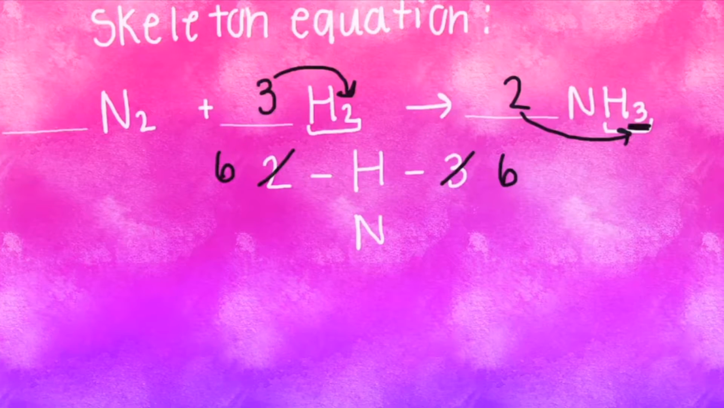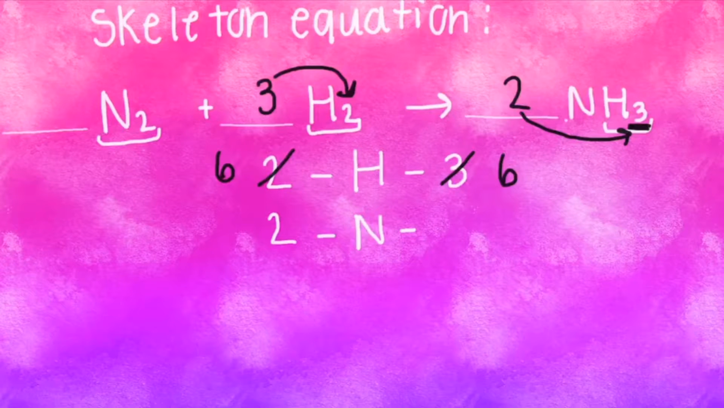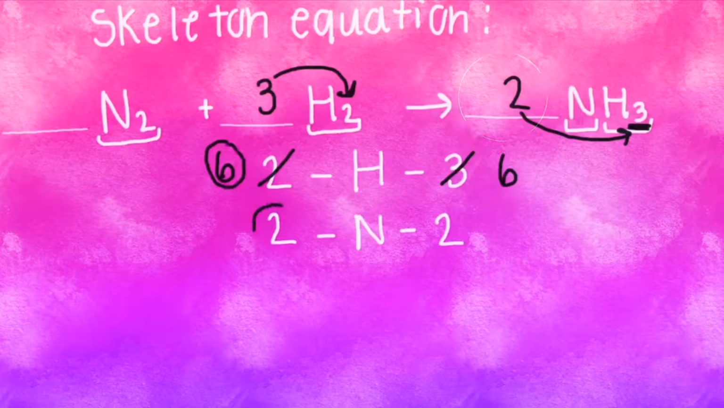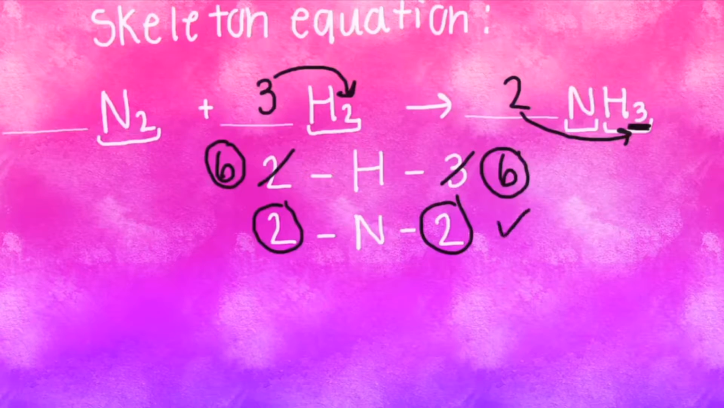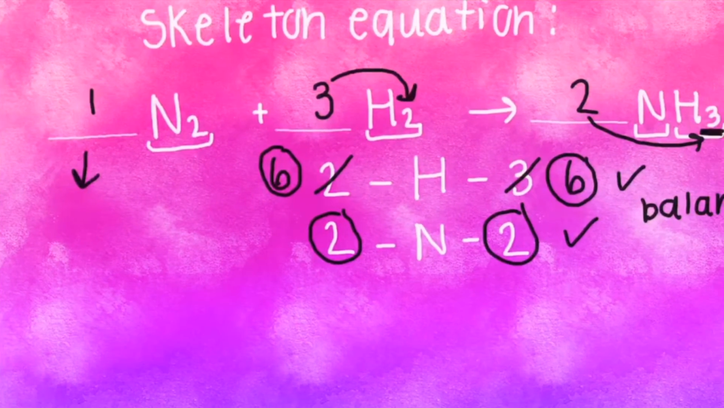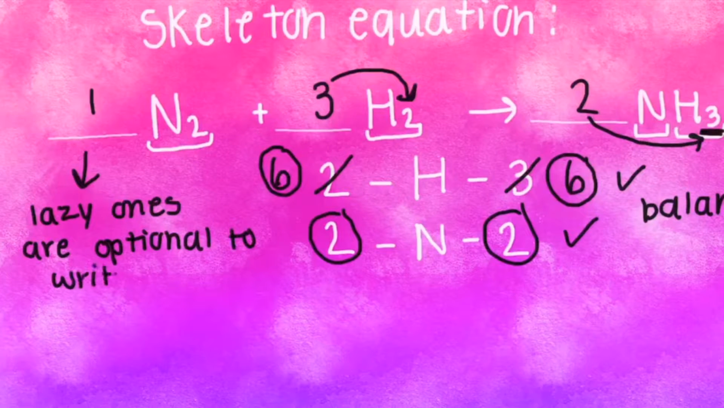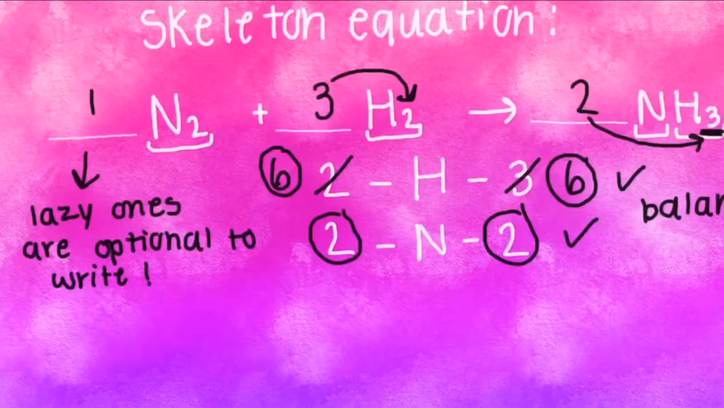Now for nitrogen. The subscript 2 in N2 means that you have 2 nitrogen atoms on the left side. And on the right side, the coefficient 2 means that you also have 2. So the equation is now balanced. But if you look on the left side, the N2 has no number in front of it. It's called a lazy one, which is absolutely optional to write. And if nothing is written there, it's understood to be 1 because it needs no coefficient to be balanced.